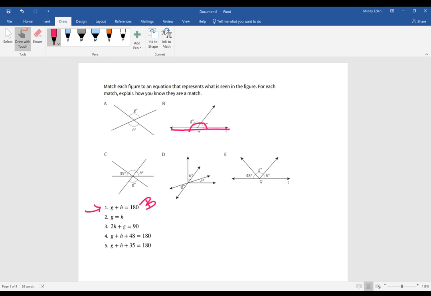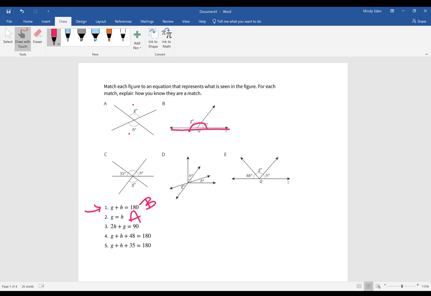All right, let's look at number two. Number two says G equals H. That means that angle G is the same size as angle H. Well, I remember I just talked about A. If these angles are across from each other, we called those vertical, and they're the same size, so they must be equal. So number two is A.